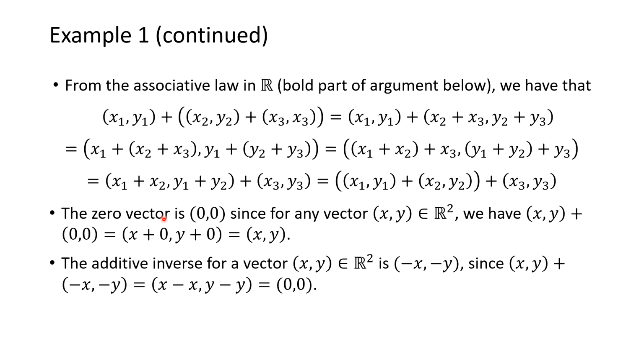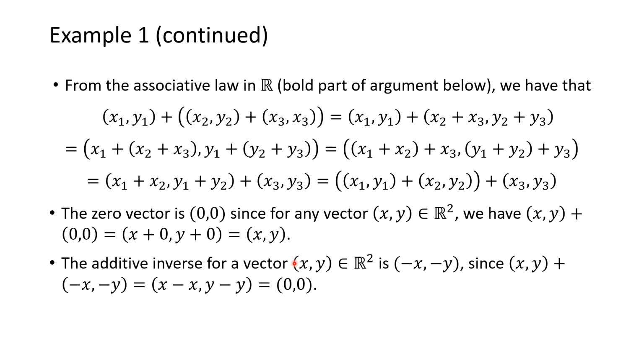Then the zero vector is pretty simple. It's just the ordered pair 0, 0. When you add that to any element from our vector space, x, y plus 0, 0, gives us x plus 0, y plus 0. But again, these are real numbers. And we know 0 plus any real number is the number itself. So we just get x, y.